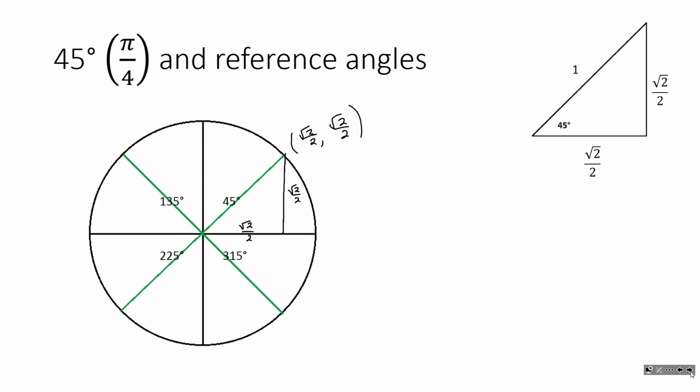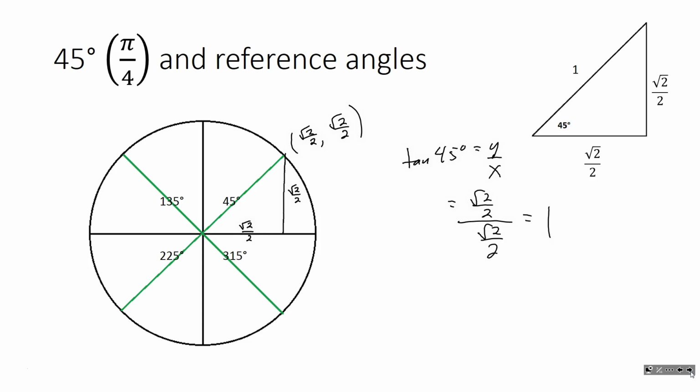Notice if I said, what is the sine of 45 degrees? You'd look at the y value, which would be square root of 2 over 2. The cosine would, of course, also equal square root of 2 over 2. What would be the tangent of 45 degrees? Well, it would equal y over x. But if you do square root of 2 over 2 over square root of 2 over 2, of course, that just equals 1.